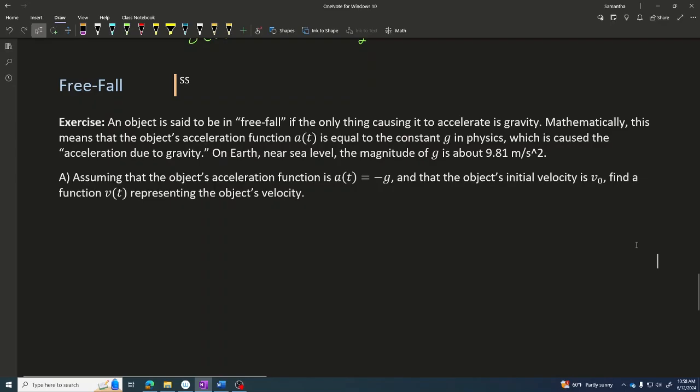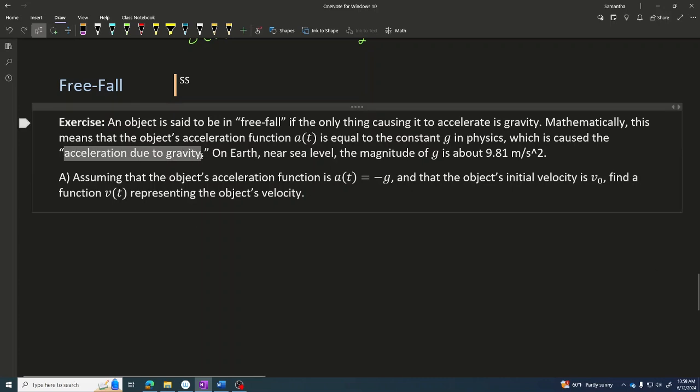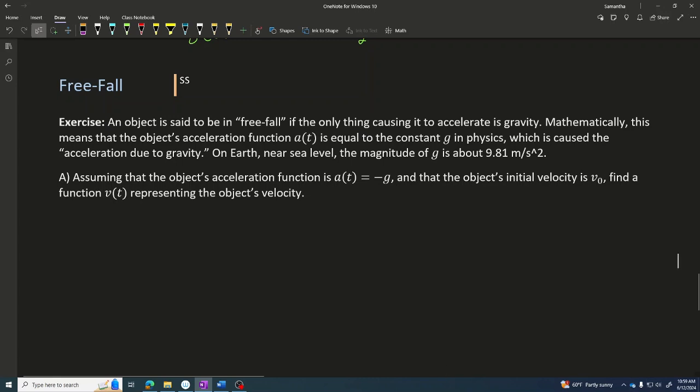Now, when an object is in free fall, falling for example in a vacuum, it behaves in a really interesting way. The acceleration of the object when it is in free fall is actually constant. And the constant acceleration for an object in free fall is nicknamed, appropriately, the acceleration due to gravity, the acceleration that is caused by gravity alone. This constant has been measured, and its size on Earth near sea level is roughly 9.81 meters per second squared.